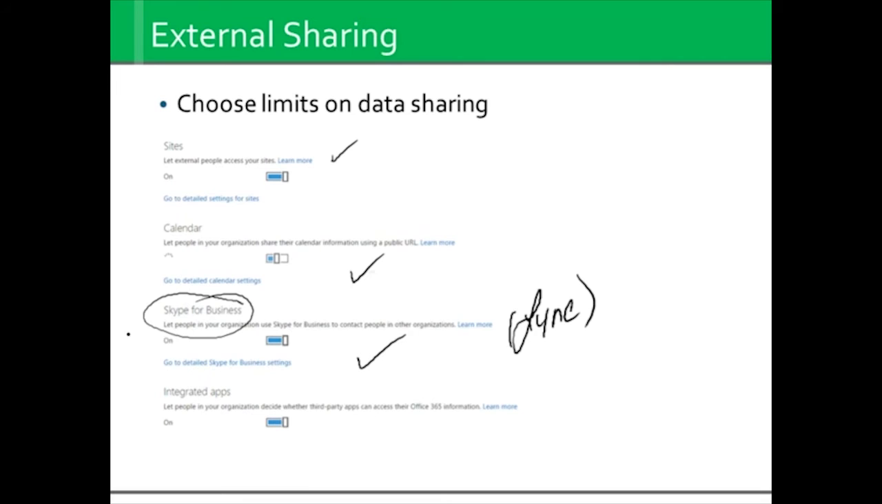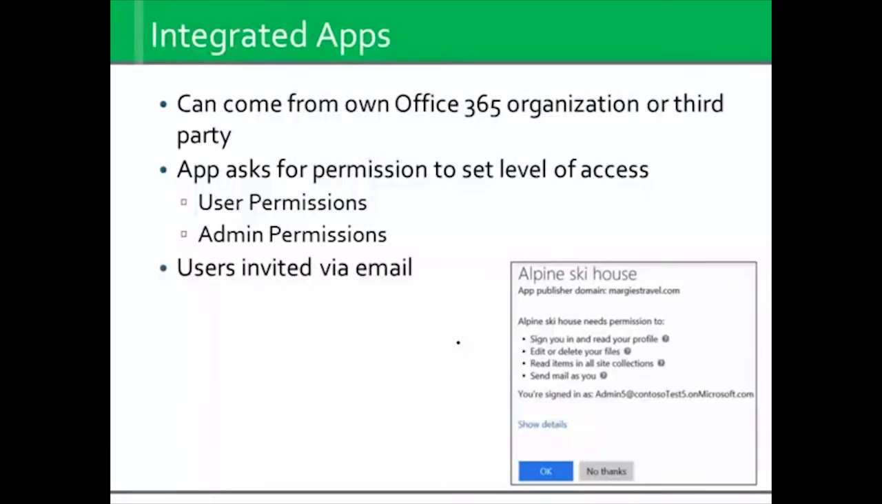And we also have integrated apps. So you can add third-party apps into Office 365. You get to choose whether or not you want them to communicate. Integrated apps can come from your own organization. It could even be third-party. In fact, there's a little icon for the Microsoft Store. You can go out and buy an app that looks fun that'll make your life easier.